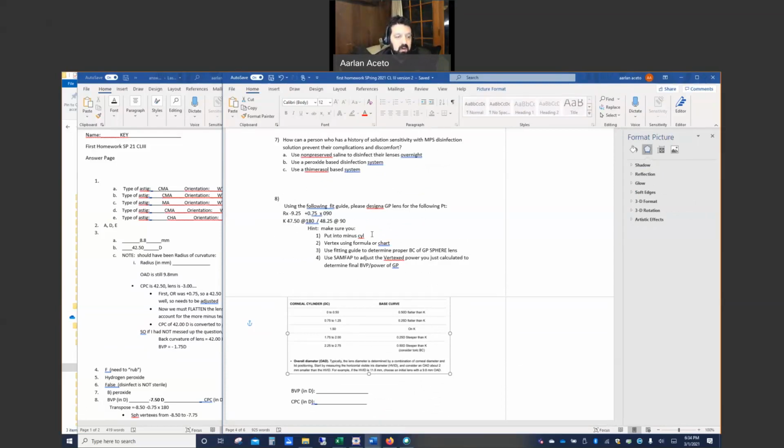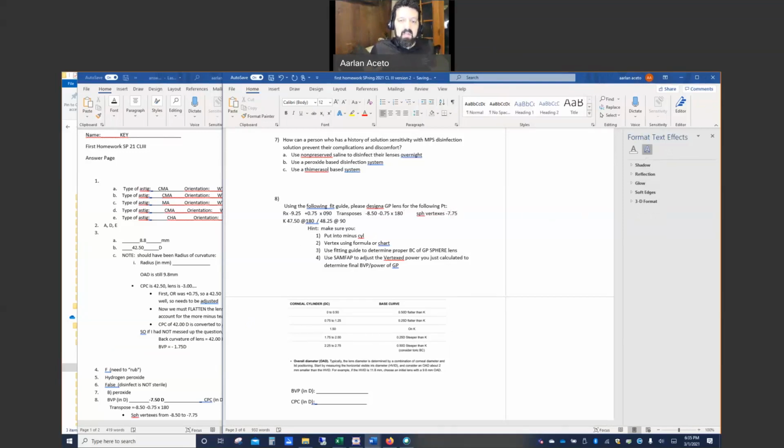So now we're going to transpose it. It vertexes from an 8.5 now that it's been transposed. So this transposes to minus 8.5, minus .75, axis 180. So we're going to use the sphere power 8.5. When we vertex it, this vertex is just the sphere. According to our chart, it goes to a minus 7.75.